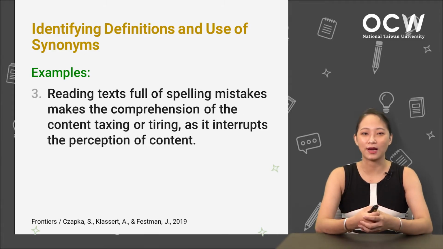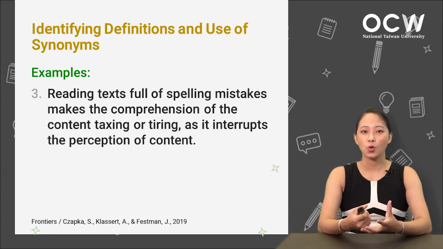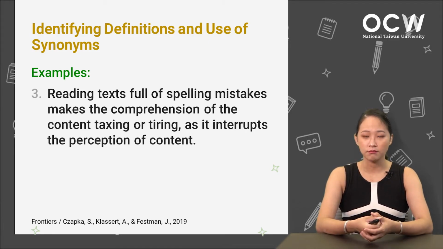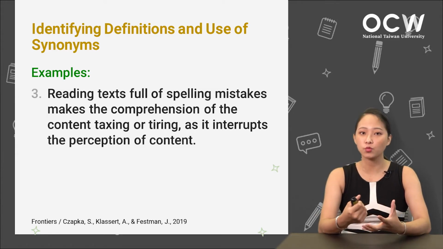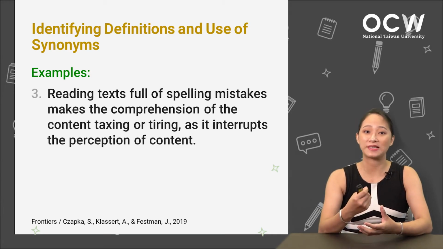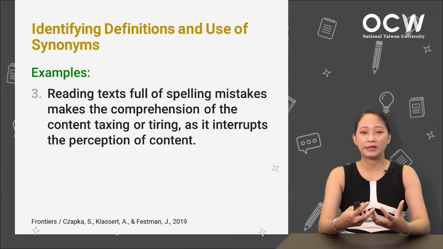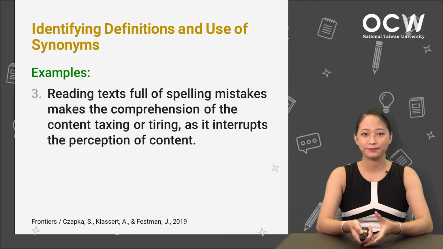Let's look at the third example. Reading texts full of spelling mistakes makes the comprehension of the text taxing or tiring, as it interrupts the perception of content. We can see the word taxing. Perhaps this is not a word that everyone knows. And so right after the word taxing, the author actually provided the word tiring as a synonym to explain what the word taxing is. So we know that this is more of a negative word explaining what taxing means.